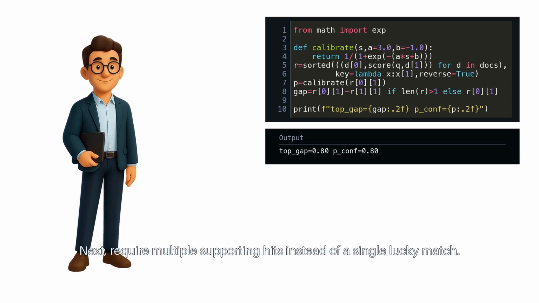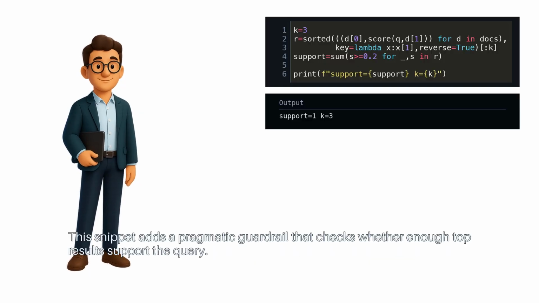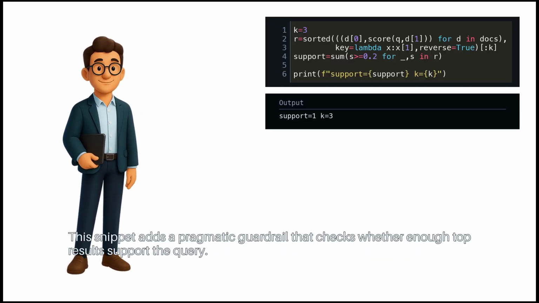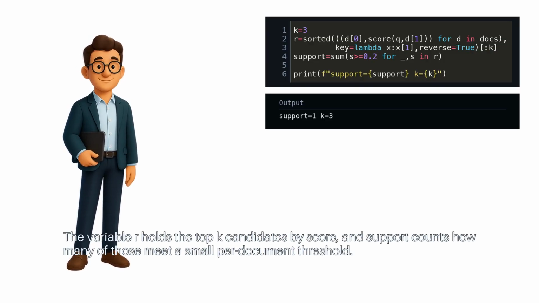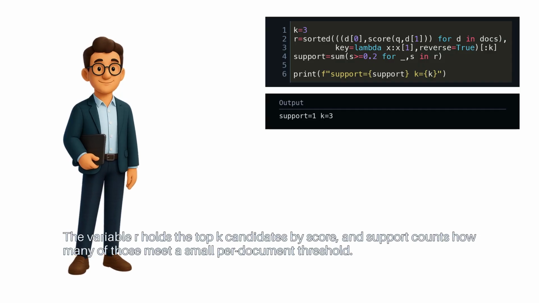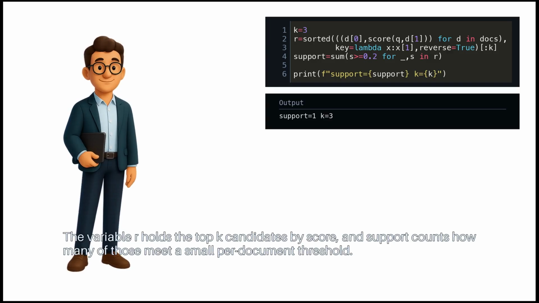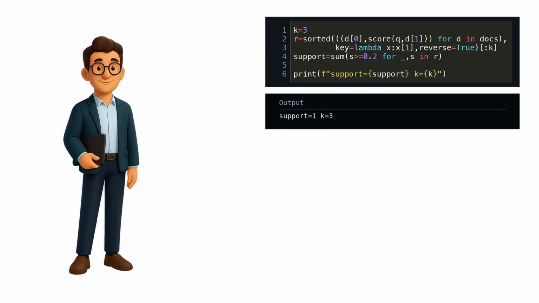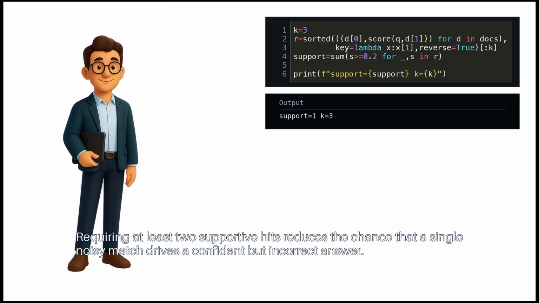Next, require multiple supporting hits instead of a single lucky match. This snippet adds a pragmatic guardrail that checks whether enough top results support the query. The variable R holds the top K candidates by score, and support counts how many of those meet a small per-document threshold. Requiring at least 2 supportive hits reduces the chance that a single noisy match drives a confident but incorrect answer.